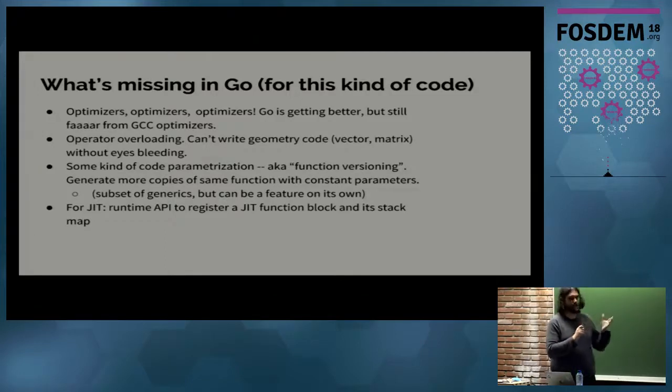And also some kind of parametrization in your code to avoid code generation. You don't need full-blown generics. Actually, I have a proposal for this that I will submit to Go, a kind of parametrization that will be enough for my case. And then for the JIT, you need some runtime API to register JIT code into the runtime, because right now if I turn on the JIT, I need to disable the garbage collector, because otherwise it will panic, since it doesn't find stack maps for the generated function.